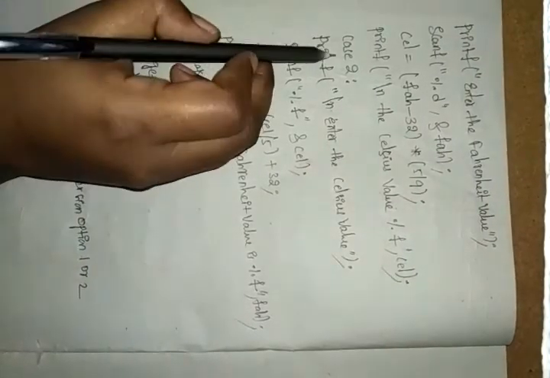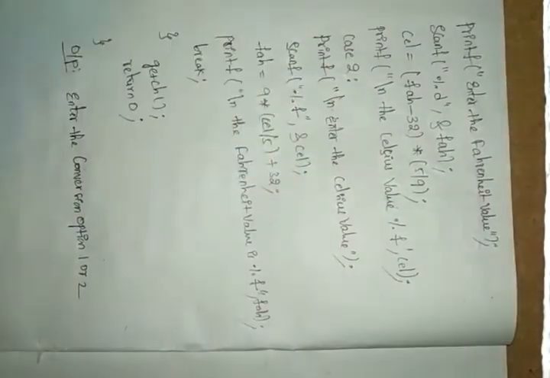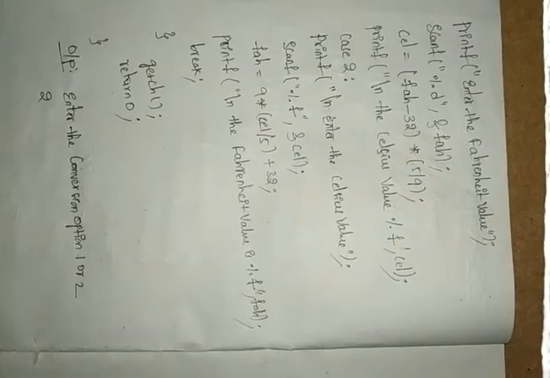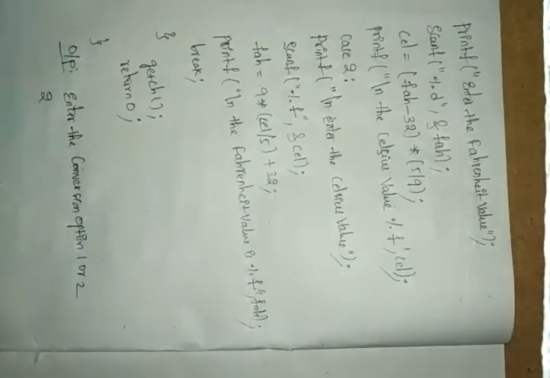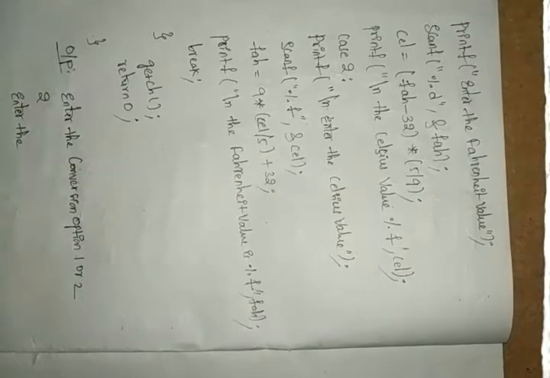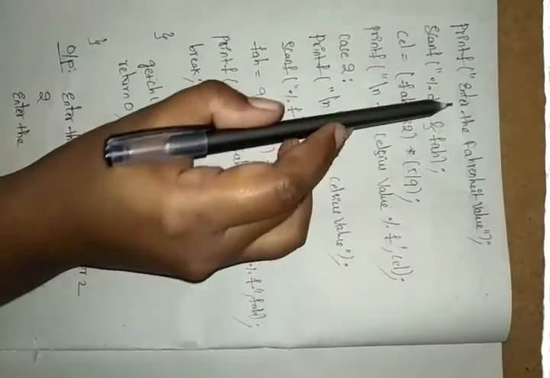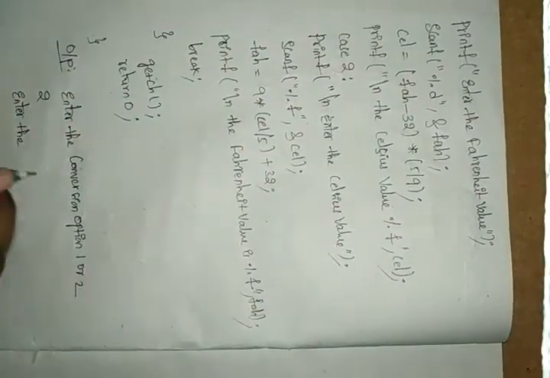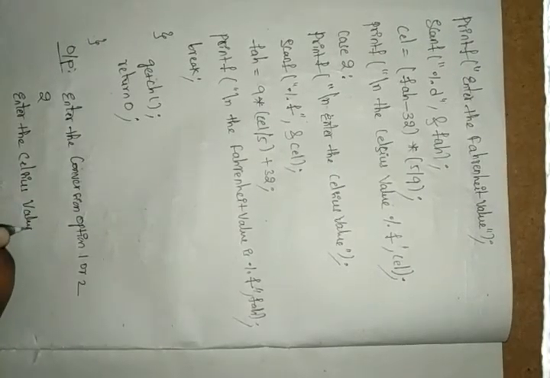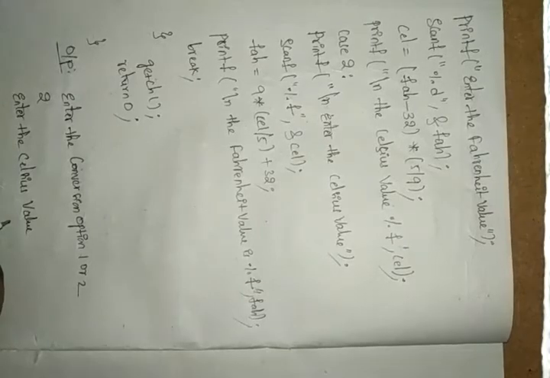Option 2 means case 2 will be displayed. Option 1 means case 1 will be displayed. So suppose I am taking case 2, so here I am entering the 2. Here it will display: enter the Celsius value. If you enter 2, it displays enter the Celsius value. If you enter 1, it displays enter the Fahrenheit value. So, enter the Celsius value.